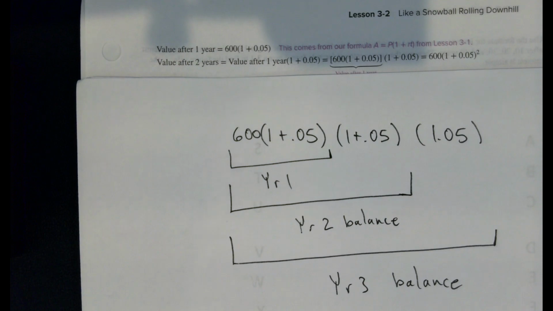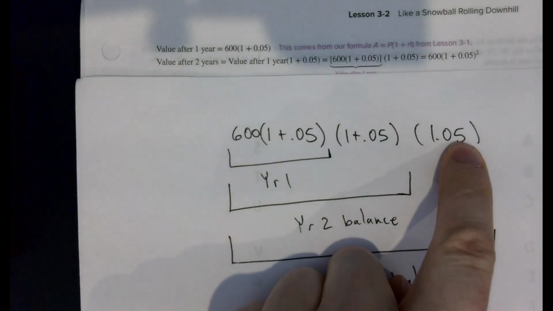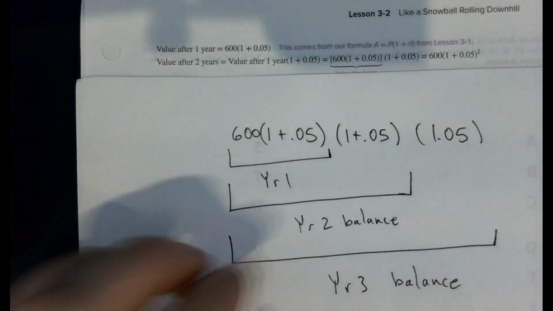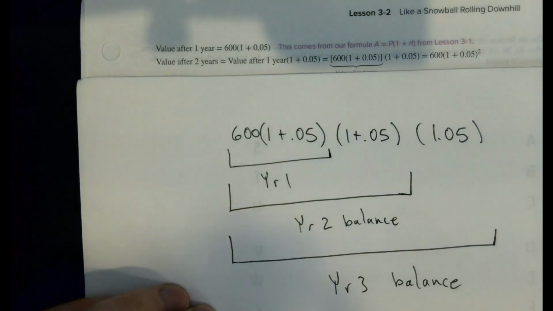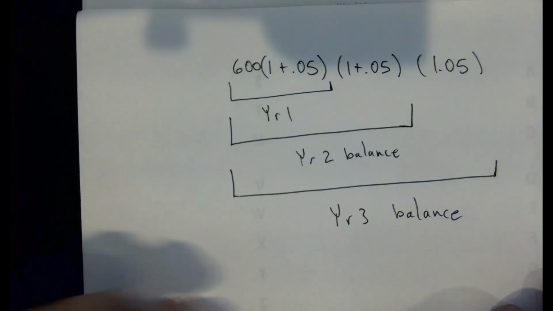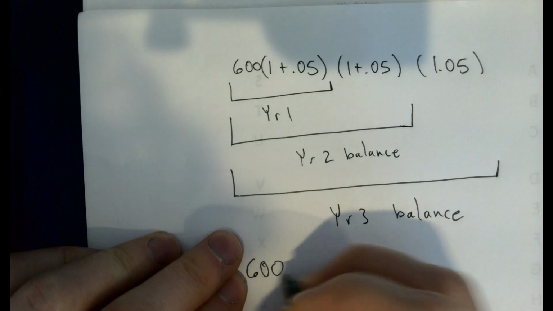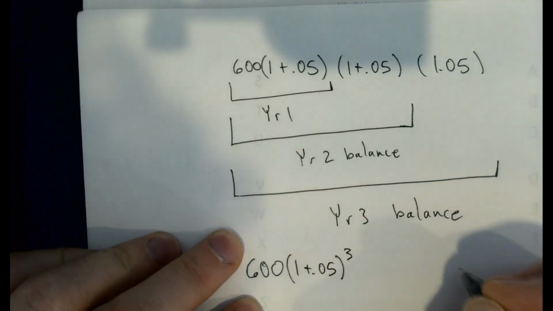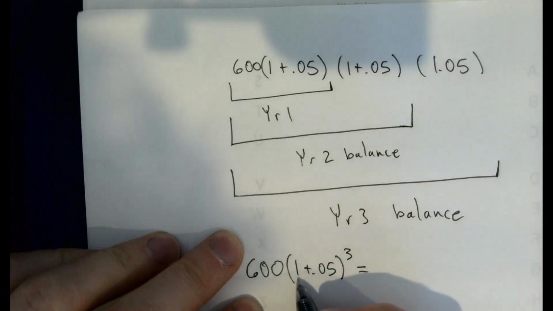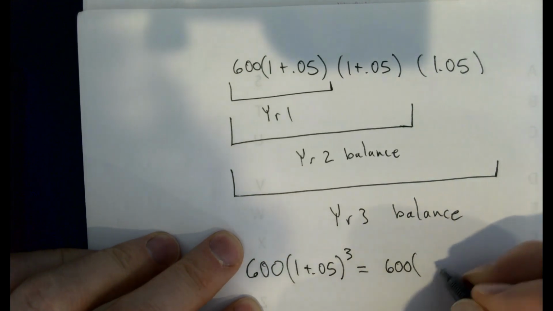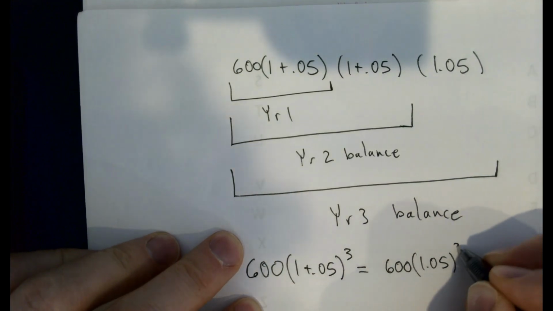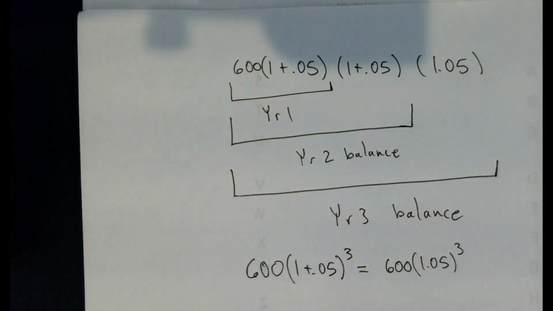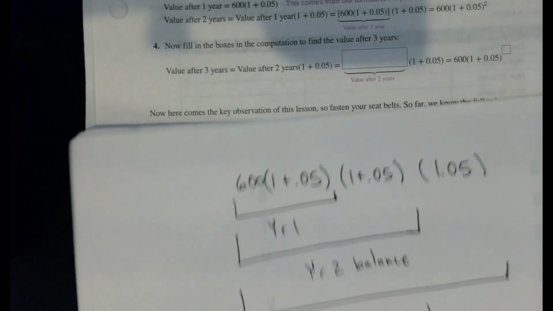And if you recall from Unit 2, when you multiply by the same thing, that's a repeated multiplication that can be simplified into exponents. So this would have been the same thing as 600 times 1 plus 0.05 to the 3rd power. And of course, 1 plus 0.05 is really just 1.05 to the 3rd power. And that's what our author is showing here.